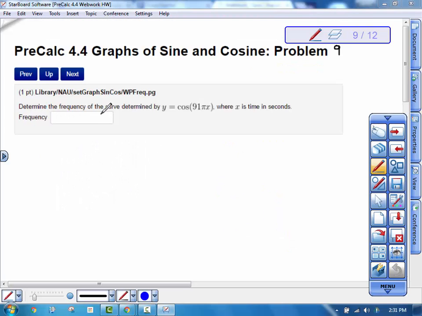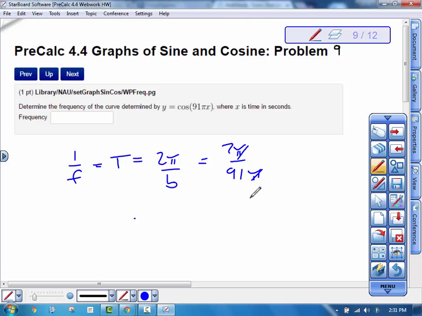The next problem wants us to find the frequency determined by this equation right here. Now, we know that the period is equal to 1 over the frequency, the reciprocals of one another. So let's just find the period, we'll reciprocate it. The period is equal to 2 pi over b. And so the period in this case equals 2 pi over 91 pi. The pi's cancel, and I get 2 over 91, which I just reciprocate. 91 over 2 will give me the frequency, and that's in hertz, which is 1 over seconds. Typically it's in hertz. We don't need units for this one though. I'm sorry, this is supposed to be a 2, not a 7. Can't read my own handwriting, so 91 over 2.